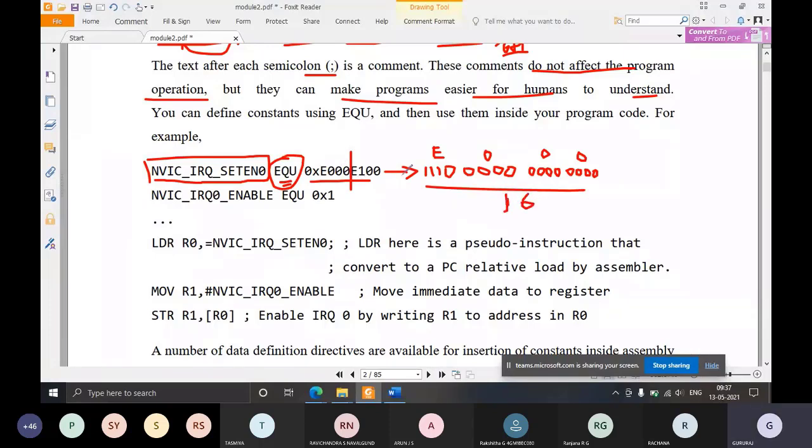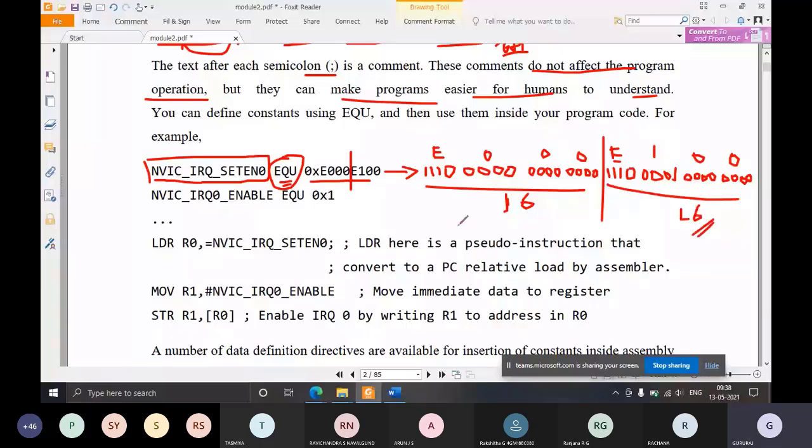Followed by, so remaining 4 are there. So again E is there. So for that E, it is 1 1 1 0. Okay, so this is E. Followed by 1. So 1 will be represented using 4 bits: 0 0 0 1. Followed by 0. So 4 zeros for that: 0 0 0 0. Followed by one more 0: 0 0 0 0. Okay, so this is again 16 bits. Totally, it is a 32-bit value.